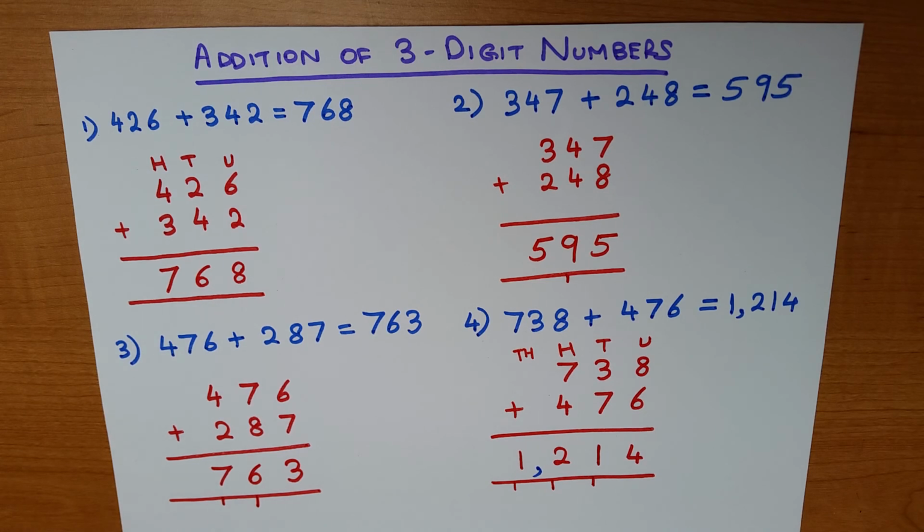So that is the addition of three-digit numbers using the vertical format. That was nice and easy. It wasn't very difficult. What you need to do now is practice as much of this as you can.